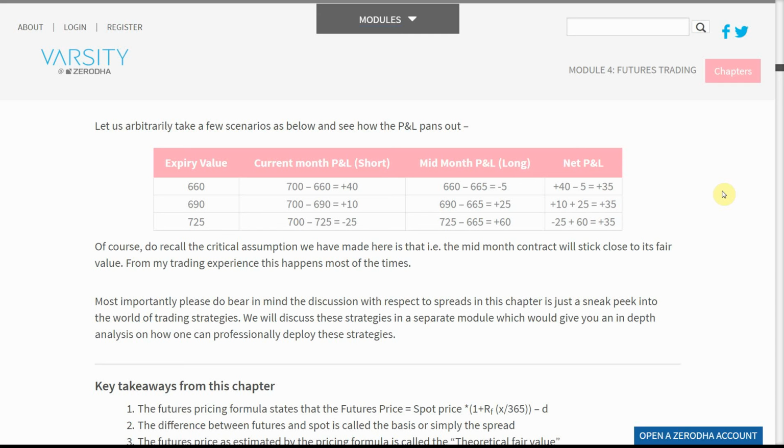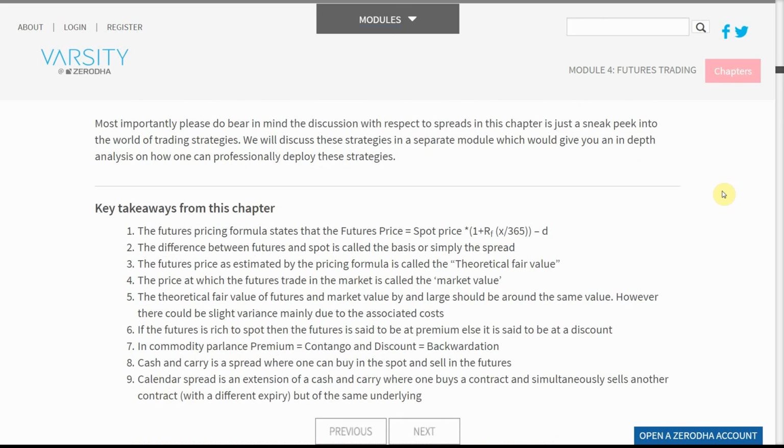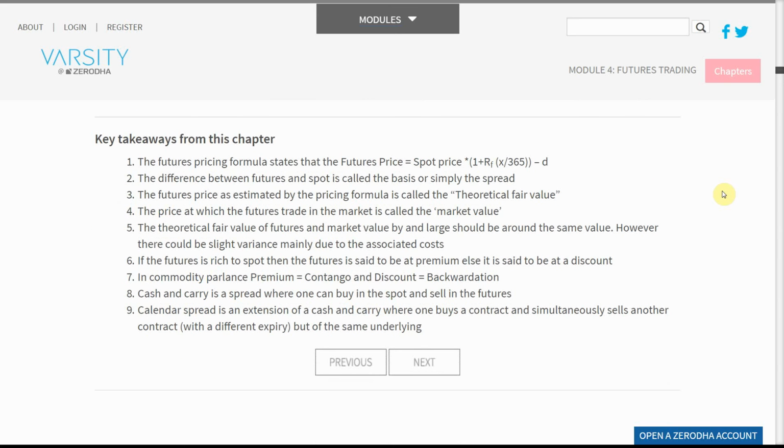Of course, do recall the critical assumption we have made here, i.e. the mid-month contract will stick close to its fair value. From my trading experience, this happens most of the times. Most importantly, please do bear in mind the discussion with respect to spreads in this chapter is just a sneak peek into the world of trading strategies. We will discuss these strategies in a separate module which would give you an in-depth analysis on how one can professionally deploy these strategies. Key takeaways from this chapter.